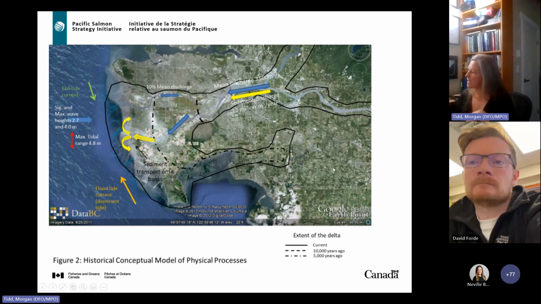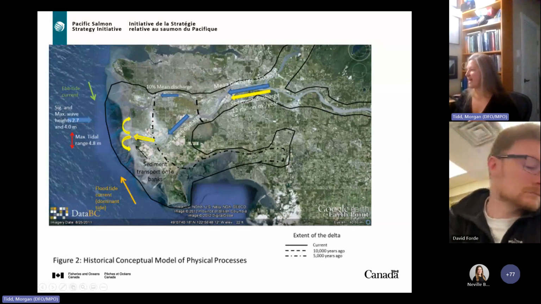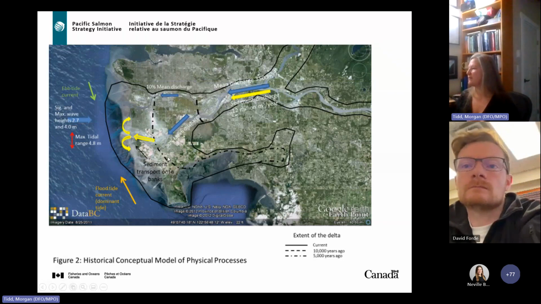You can see the solid black line is the outline of the Delta footprint. Then we have a dashed line that was the extent of the Delta 10,000 years ago, and the dashed and dotted line is the extent of the Delta 5,000 years ago. So you can see how it's built up over time. The blue arrows are the direction of water flow. Historically, 10% of the discharge went through the north arm, with 90% of mean discharge traveling through the main arm. That also means 10% of the sediment supply went through the north arm, and 90% went through the south arm.